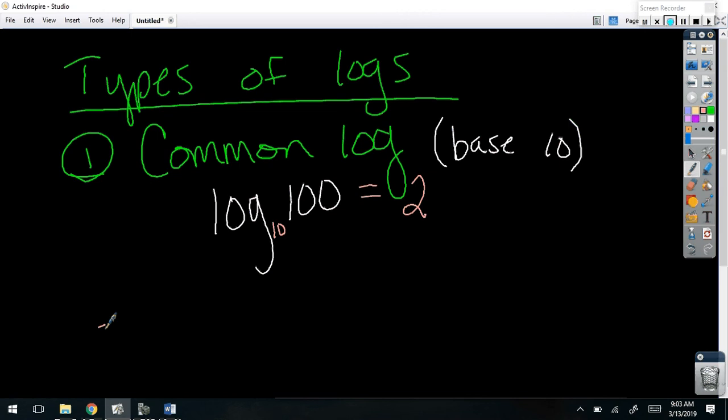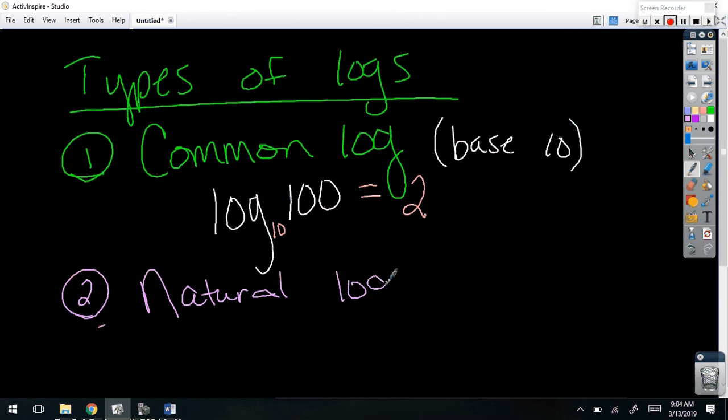All right, so just like with a square root, if there's no root indicated on the radical, it's an imaginary 2. If there's no base indicated on the log, it's a base of 10. Okay, common log. Now, ironically enough, a common log is not the most common log there is. The most common is what we call a natural log. And a natural log has a base. Can anybody guess?